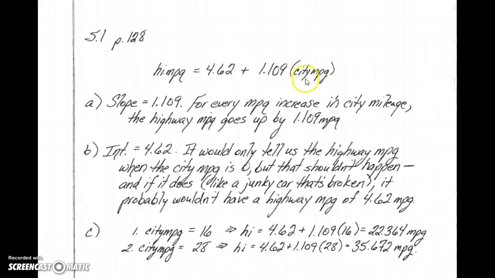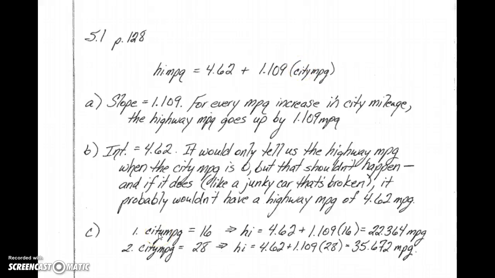So when would a car's miles per gallon be equal to 0? Well, it probably wouldn't. My comment here was the only time it would is if the car was completely broken, then it would get 0 miles per gallon in the city. But if that's the case, it would also get 0 miles per gallon on the highway. So in this case, we don't have a meaningful y-intercept. It doesn't tell us much because it's not realistic for the city miles per gallon to be 0.